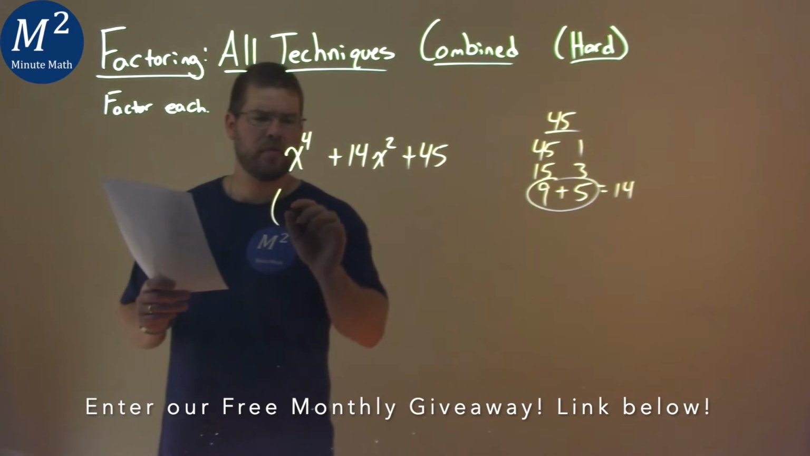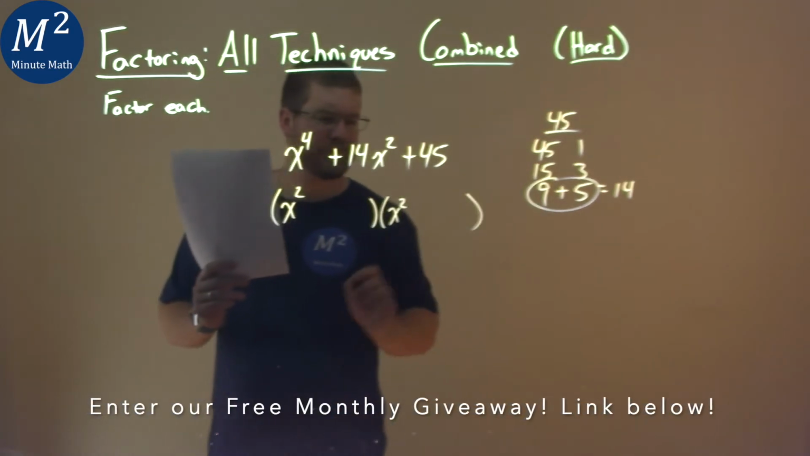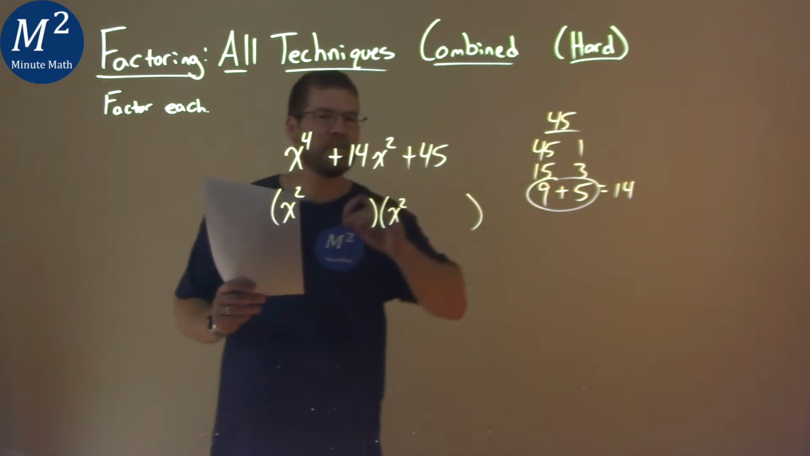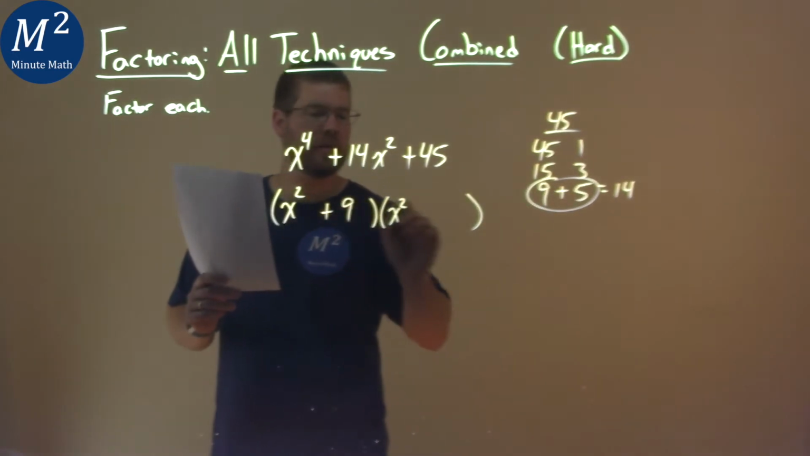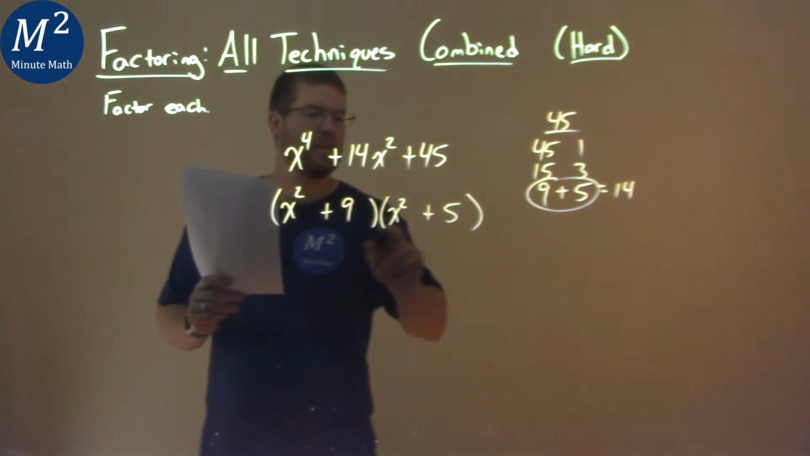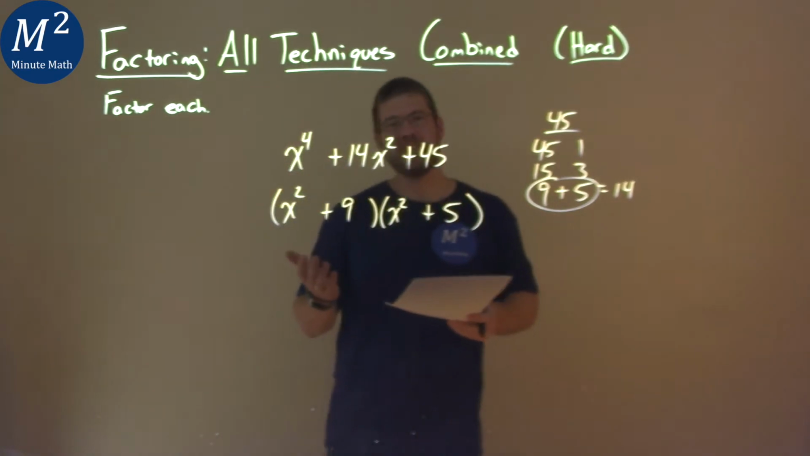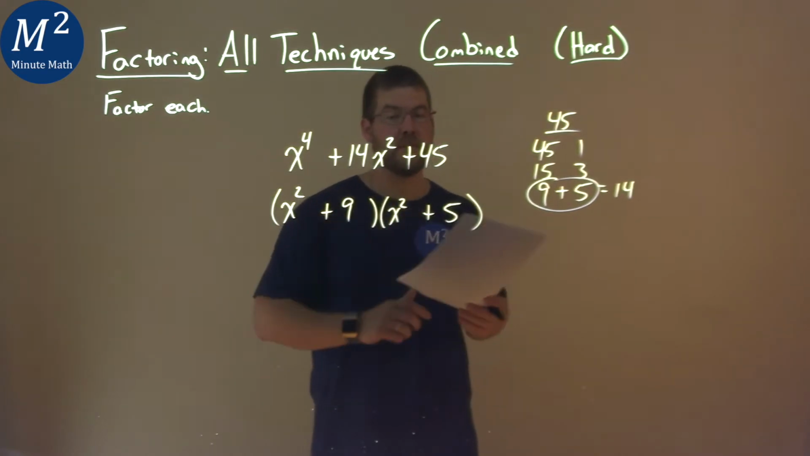Tricky part, quadratic form. x squared, x squared. x squared times x squared, x to the fourth. We add the two numbers that multiplied. 9 times 5 is 45, so we plus 9 here, plus 5 here. Multiply, 45, we add them, gets 14. And so, pretty easy this one actually. Our final answer is x squared plus 9 times x squared plus 5.